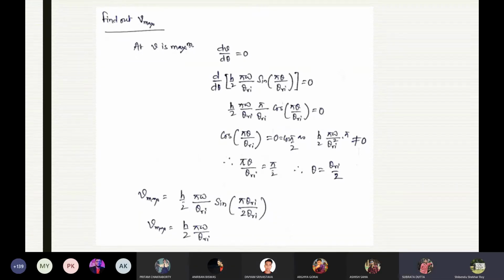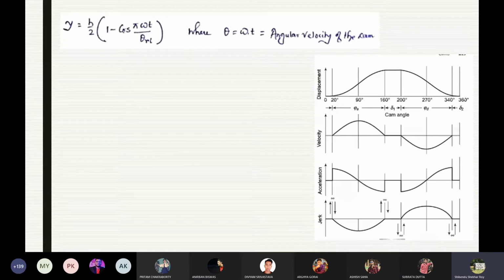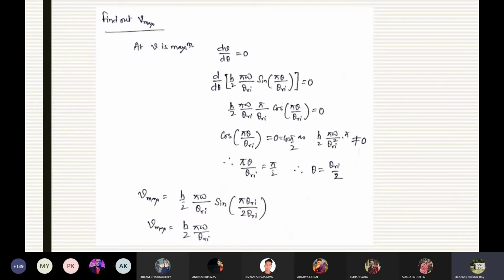So at θ equals θ_ri by 2, that means in the right zone, from here to here is θ_ri. At θ equal to θ_ri by 2, that means at the midpoint, your velocity will be maximum. So after differentiating the equation of V with respect to theta and putting zero, now whether this particular point is your maximum point or minimum point, how will you check it? If the second derivative is negative, then that is the maximum. So you just check it at the solution point, θ equal to θ_ri by 2, whether it is plus or minus, and accordingly you decide it.